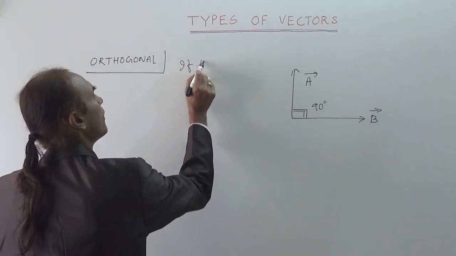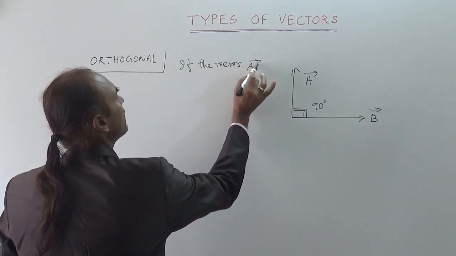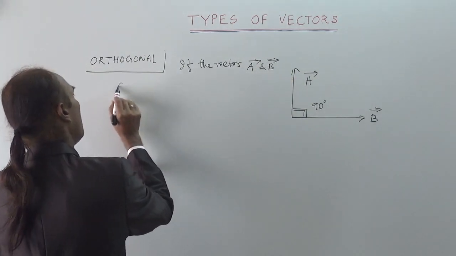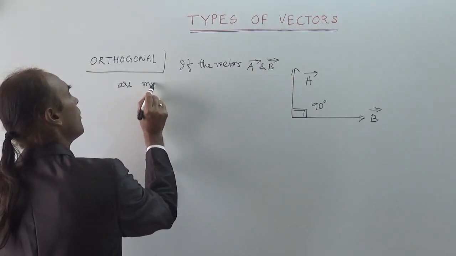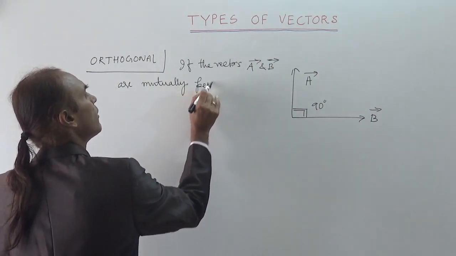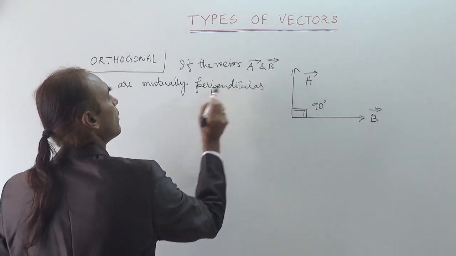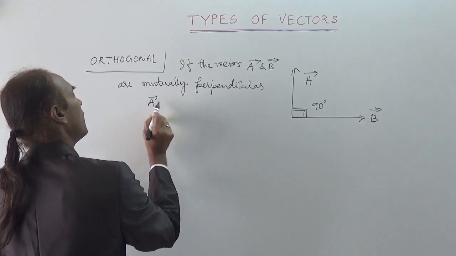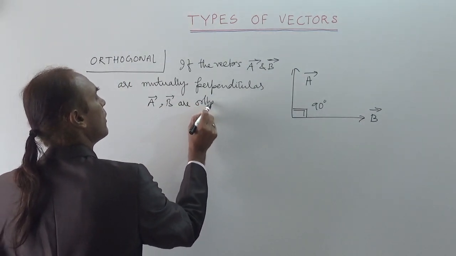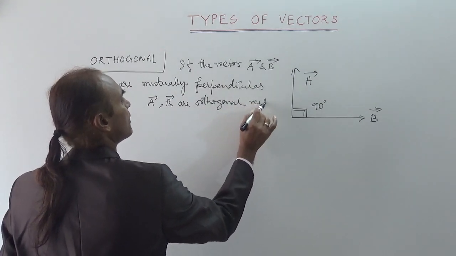If the vectors A and B are mutually perpendicular, A and B are orthogonal vectors.